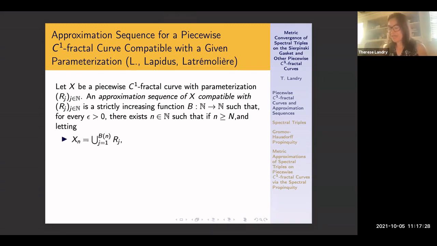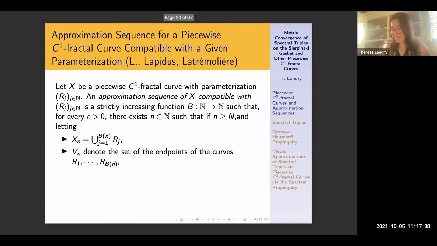And so we can write an increasing function that tells us up to which parametrized curve to take our union over to define each approximating space. And we define the vertices to be the endpoints of these parametrized curves. And so dn then signifies the restriction of the geodesic distance to each of these approximating spaces.